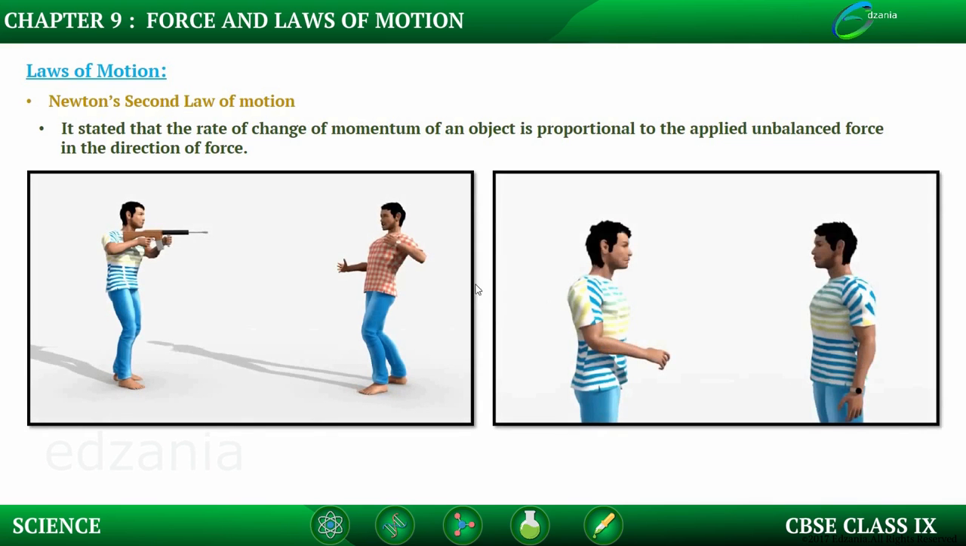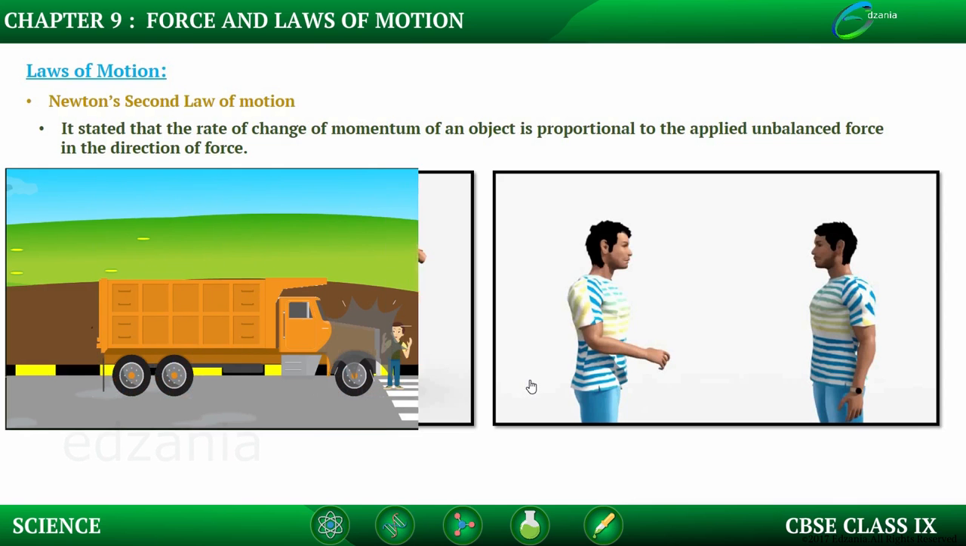Students, in this example, you can see that this person is firing a bullet at another person. A bullet when fired from a gun can kill a person. However, if a bullet is just thrown at another person, it would not produce any harm.